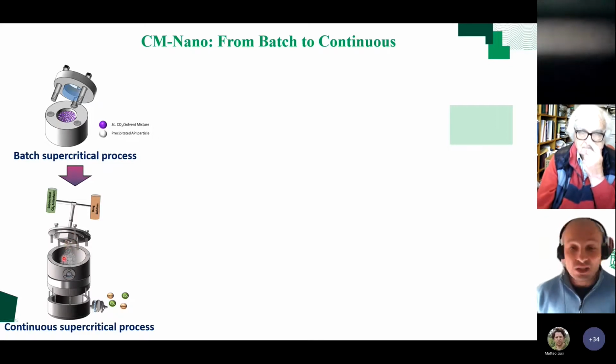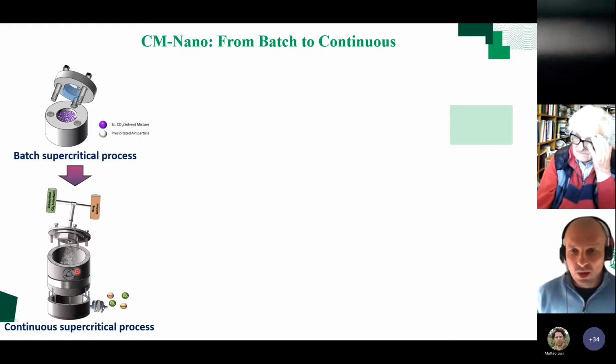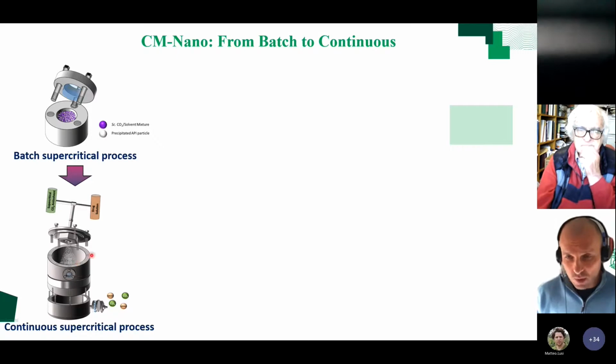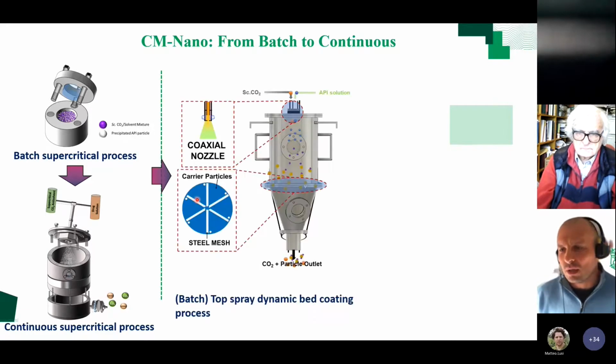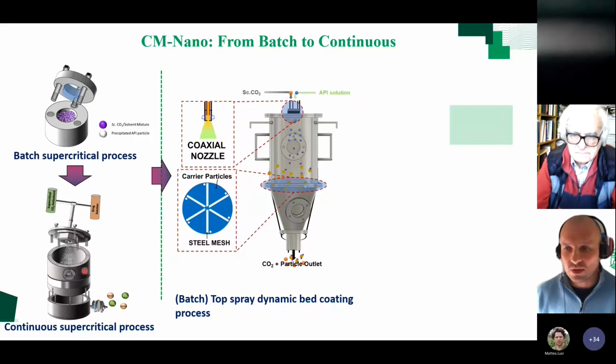But then the challenge we are facing is that we are controlling the polymorphic form of the API, we are controlling the size, but then how do we collect nanoparticles? The collection yield of this process will be around 10%, which is very low, or 20% at best. So the new technology that we are doing here is somewhat a conventional spray drying process that uses CO2 in the nozzle, high pressure CO2 in the nozzle, such as here.